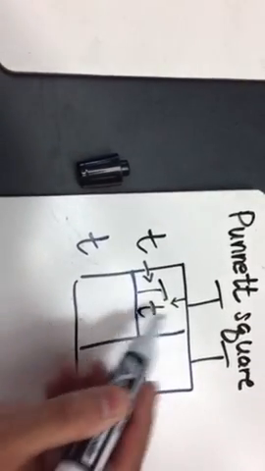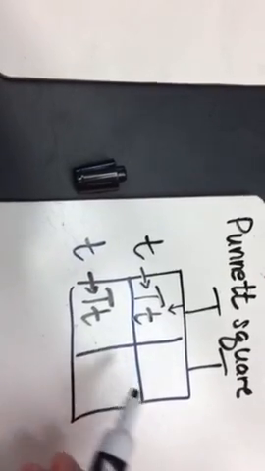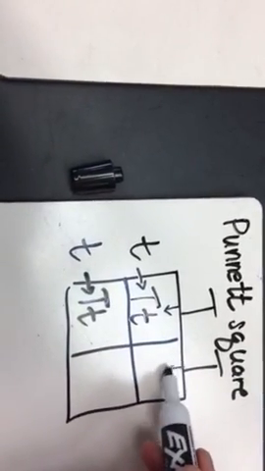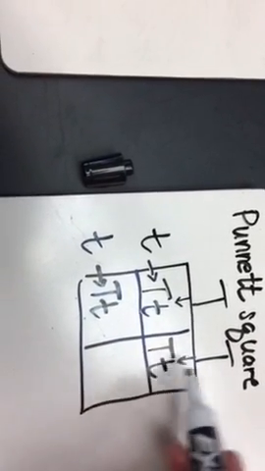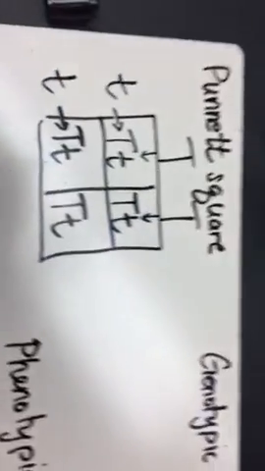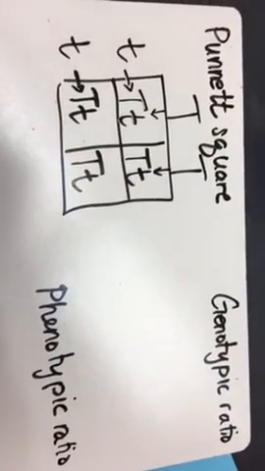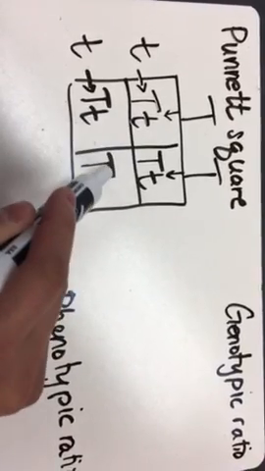For this one, we have a capital T and a lowercase t. Here we have a capital T and lowercase again. And in the last box we have a capital and a lowercase t. So what would be the ratio for the genotypes? Well, there's only one type of genotype that I see that's possible within the offspring.